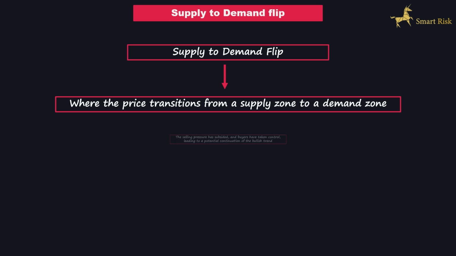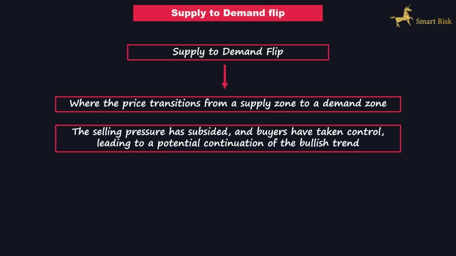This flip pattern suggests that the selling pressure has subsided and buyers have taken control, leading to a potential continuation of the bullish trend. Traders who identify this pattern can look for opportunities to enter long positions as the price reverses from the supply zone and moves toward the demand zone. Now let's examine this scenario in more detail.